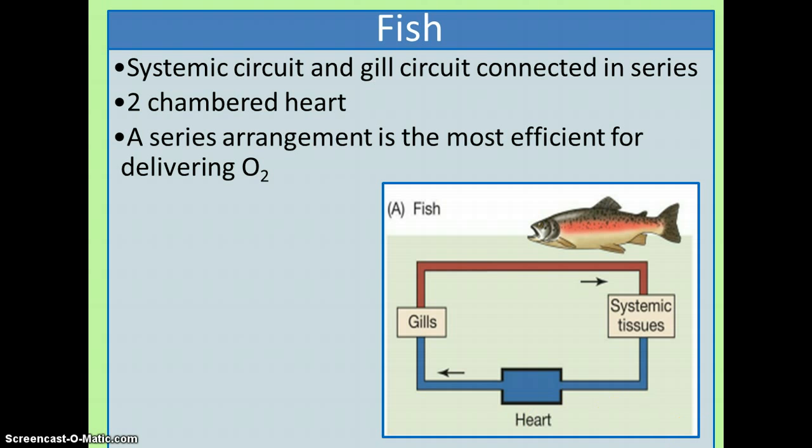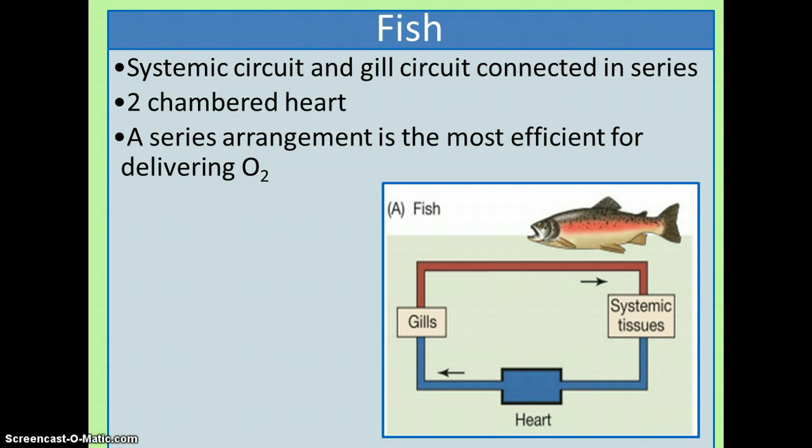The electricity starts in the battery, so in this case the heart, and then travels all the way around the circuit and back to the battery. And then the process starts again. It's the same idea with the circulatory system. A fish heart pumps the blood around the circuit like the battery does for the electricity. Once the blood has gone through the entire body, it returns to the heart to repeat the process.